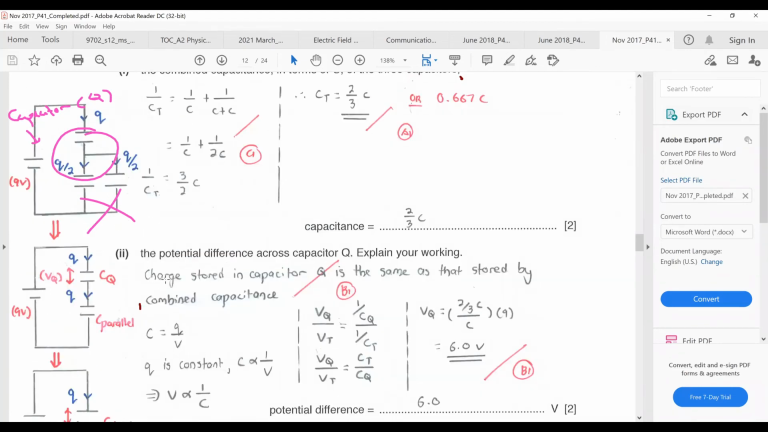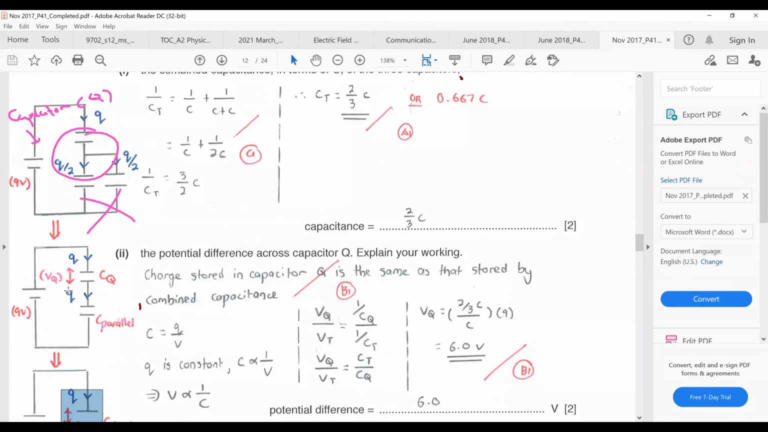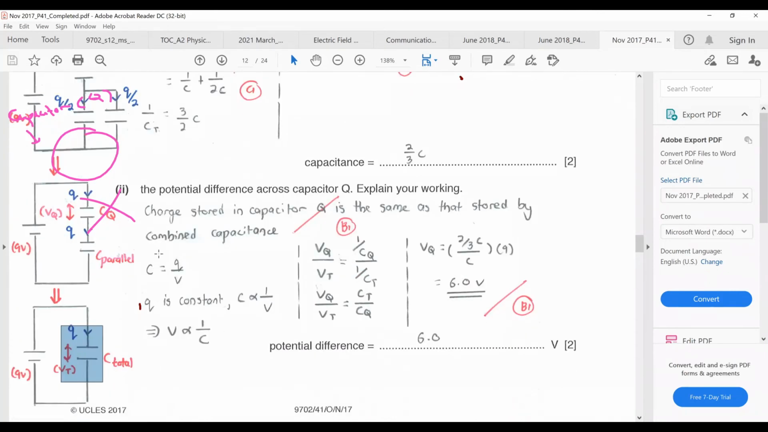They tell you that the charge stored in capacitor Q is the same as that stored in the combined capacitance. The charge stored is the same. This Q and this Q are the same. So if I apply the equation C equals Q over V, Q is constant here. So capacitance is actually inversely proportional to V, where VQ over VT is the same as 1 over CQ over 1 over CT.